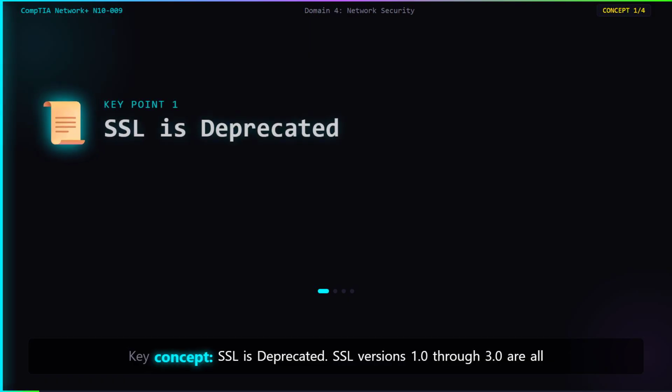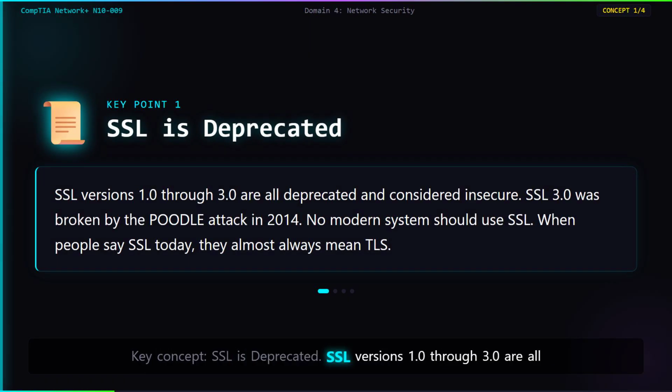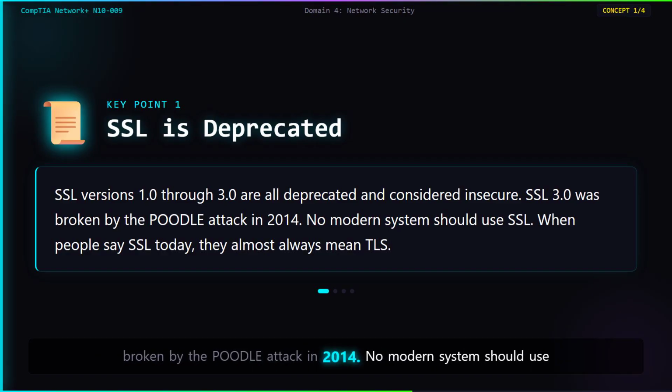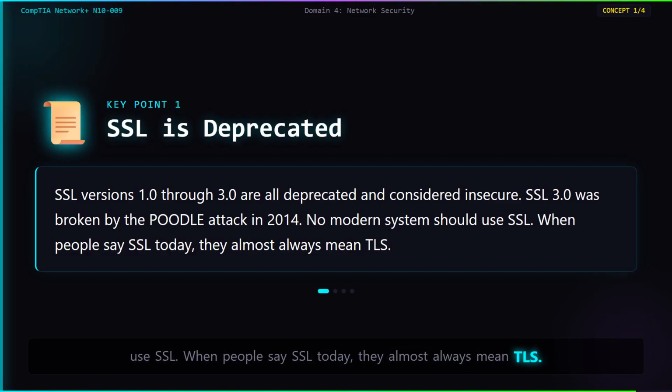Key concept: SSL is deprecated. SSL versions 1.0 through 3.0 are all deprecated and considered insecure. SSL 3.0 was broken by the POODLE attack in 2014. No modern system should use SSL. When people say SSL today, they almost always mean TLS.